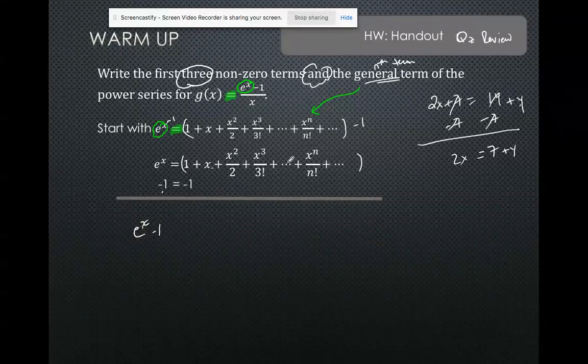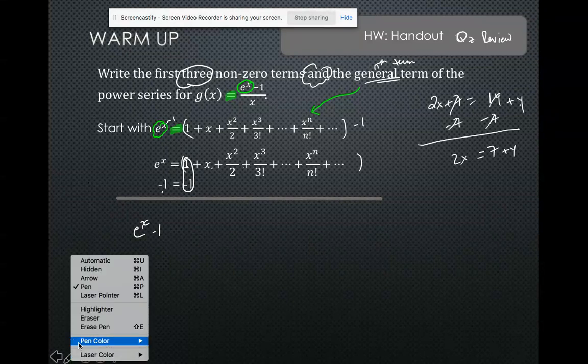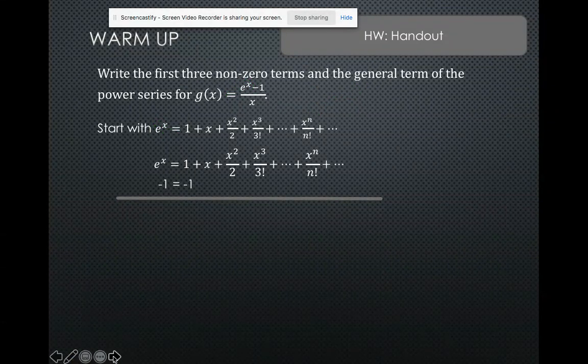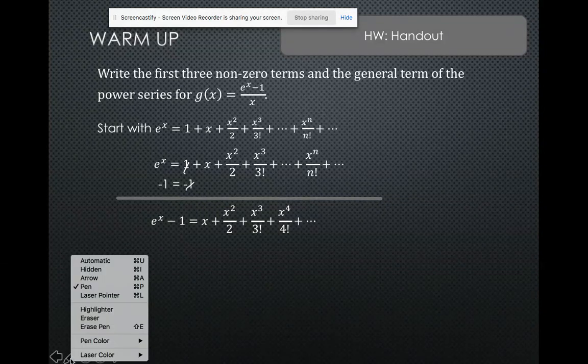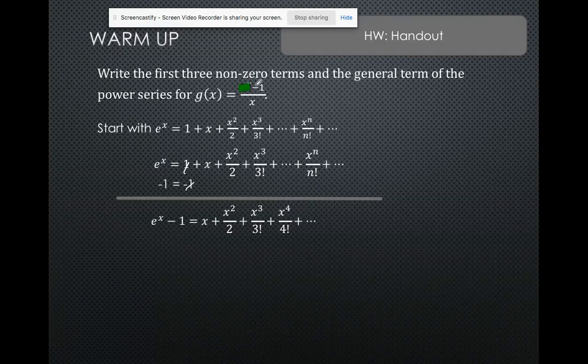This is an infinite polynomial. Where are you going to subtract the minus 1 from? The matching term. Isn't that kind of cool? So e to the x minus 1 is this whole polynomial minus 1, which means the 1's go away. You have just taken care of the numerator.